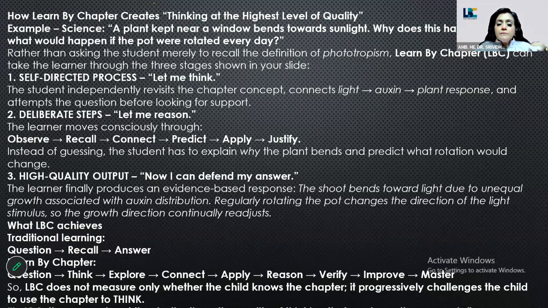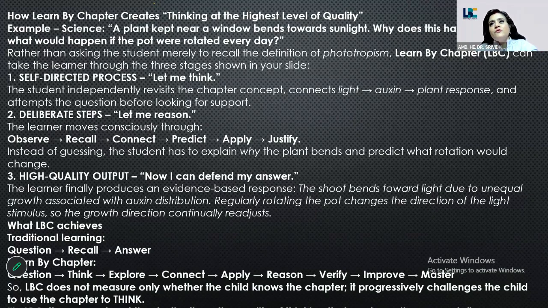With the high quality input, now they allow the students to defend their answer, so that the learner finally produces an evidence-based response: the shoot bends towards light due to the unequal growth associated with the auxin distribution. Regularly rotating the pot changes the direction of the light stimulus, so the growth direction continuously readjusts.